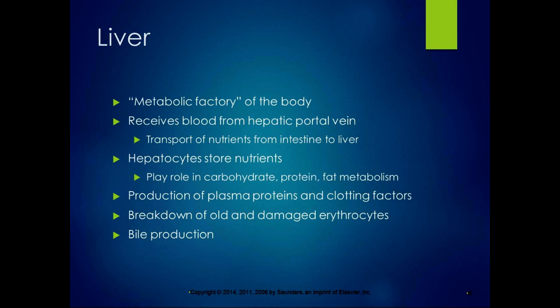The production of plasma proteins and clotting factors happens in the liver, and part of the breakdown of old and damaged erythrocytes, that some of it also happens in the spleen, and bile production, and bile is a big part of fat digestion. So the bile that's produced in the liver is then stored in the gallbladder, and then the gallbladder releases it as needed to help digest fats.